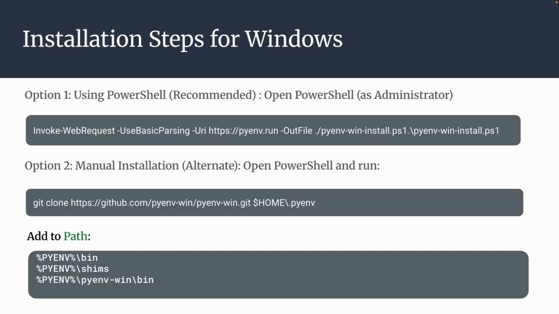For installation on Windows, the best approach is using PowerShell, and you can use that particular command given here. Another approach is directly using git clone. And once that installation is complete, then you need to add it to the path variable.